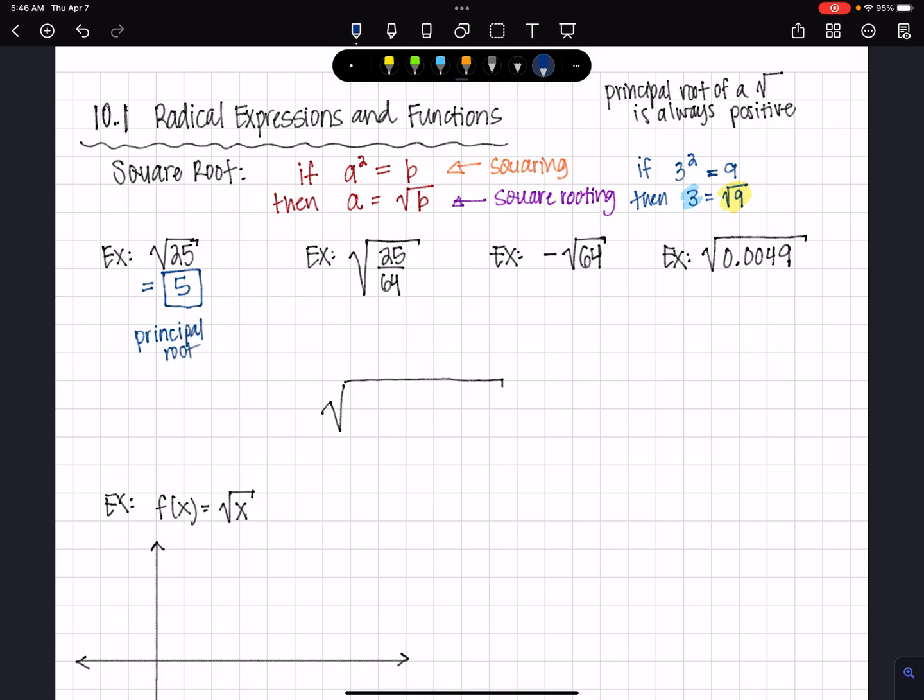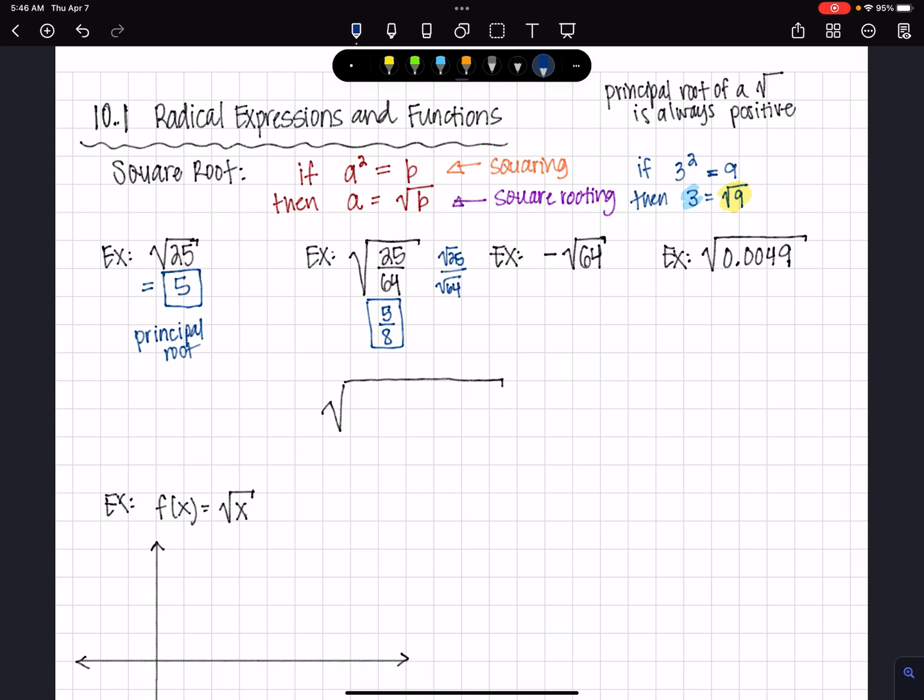The square root of 25 over 64. What times itself is 25 over 64? The square root of 25 is 5, and the square root of 64 is 8. So the fraction that multiplies by itself to equal 25 over 64 is 5 over 8. And you can think of it as the square root of 25 over the square root of 64.